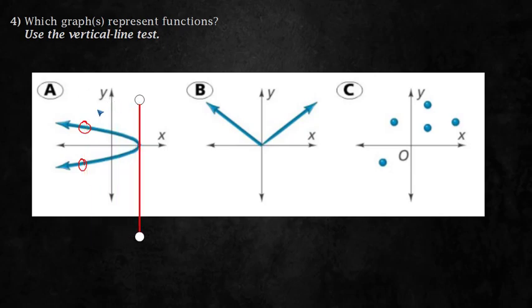Whereas here, we're just touching it the one time. But it's asking, does it ever? And so since this does, it is not a function.